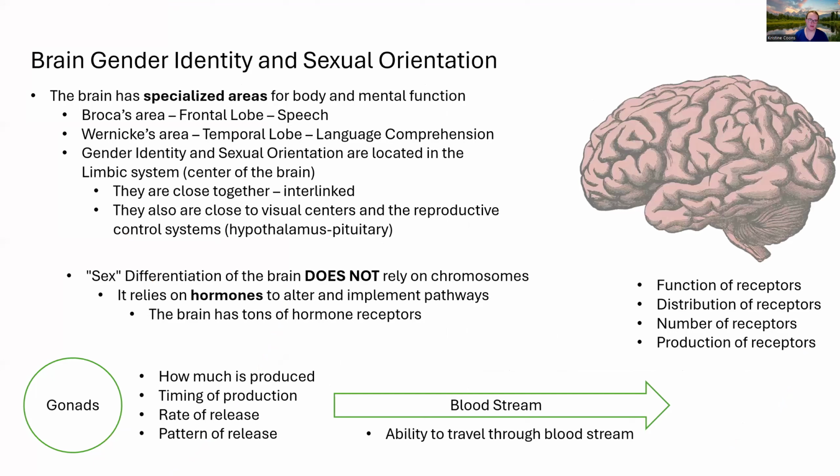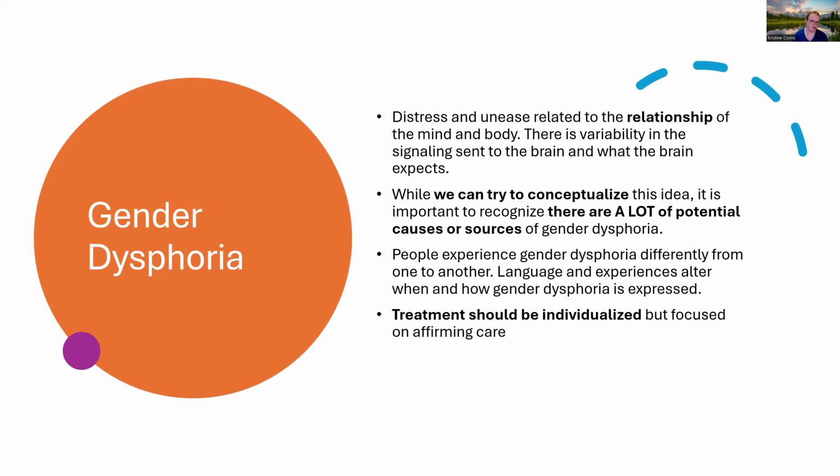This next slide is basically what I've already talked about. We're taking the gonads, we're going through the bloodstream, and we're getting to the brain. So gender dysphoria is distress and unease related to the relationship of the mind and the body. There is variability in the signaling sent to the brain and what the brain expects. We need to keep in mind that while we try to conceptualize this idea, it is very important to recognize there's a lot of potential causes or sources of gender dysphoria. This is certainly one aspect that would explain this biologically, developmentally, anatomically, and physiologically.